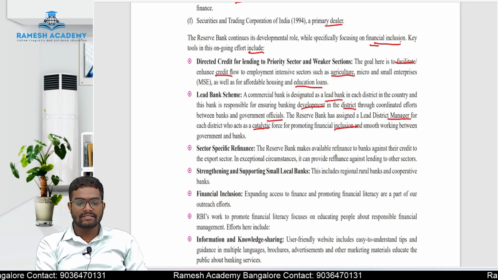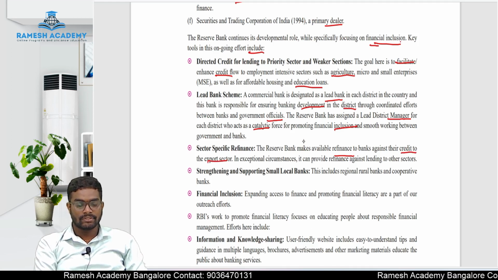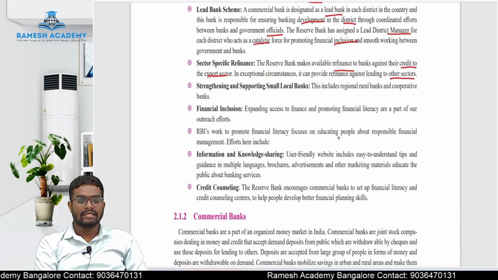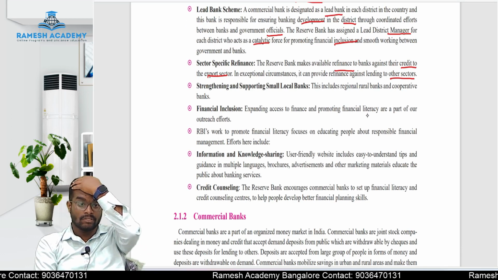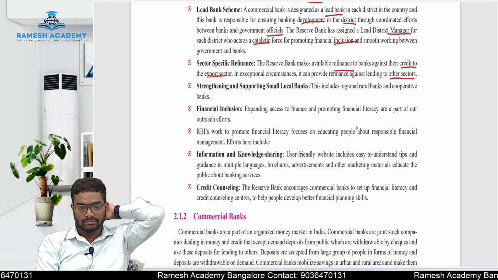Sector-specific refinance. RBI makes refinance available to the banks against their credit to the export sector, because the more exports there are, the more foreign exchange reserves we will get. In exceptional circumstances, it can provide refinance against lending to other sectors also. Strengthening and supporting small local banks: RBI also helps in developing the rural banks, which are very small in size.